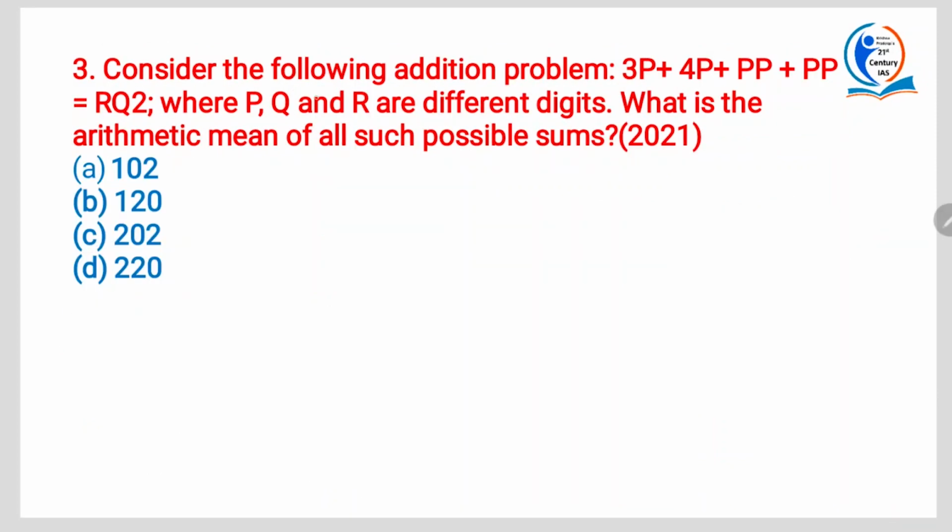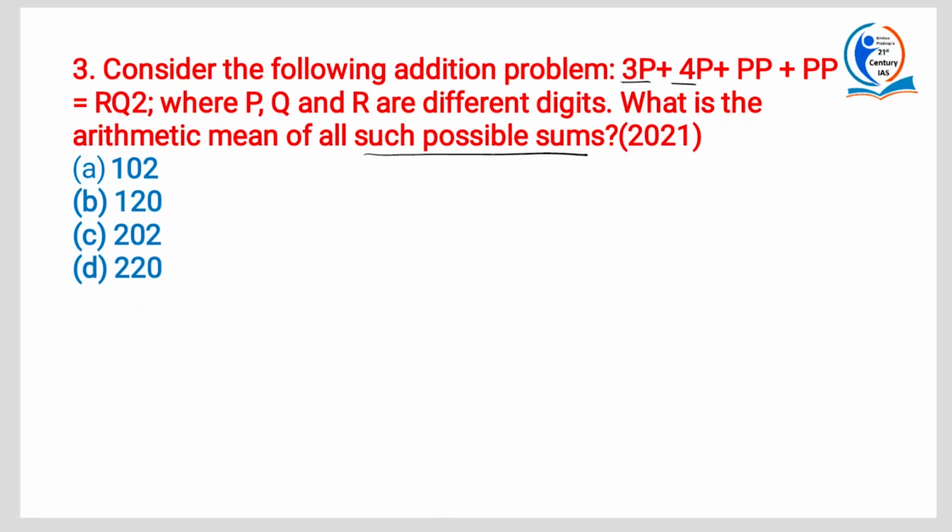All right. Consider the following addition problem. 3p plus 4p plus pp plus pp is equal to rq2, where p, q, r are different digits. What is the arithmetic mean of all such possible sums? Okay, now at first instance this might look like a tough problem, but reread it. If you're getting confused or feeling it's tough, reread it.